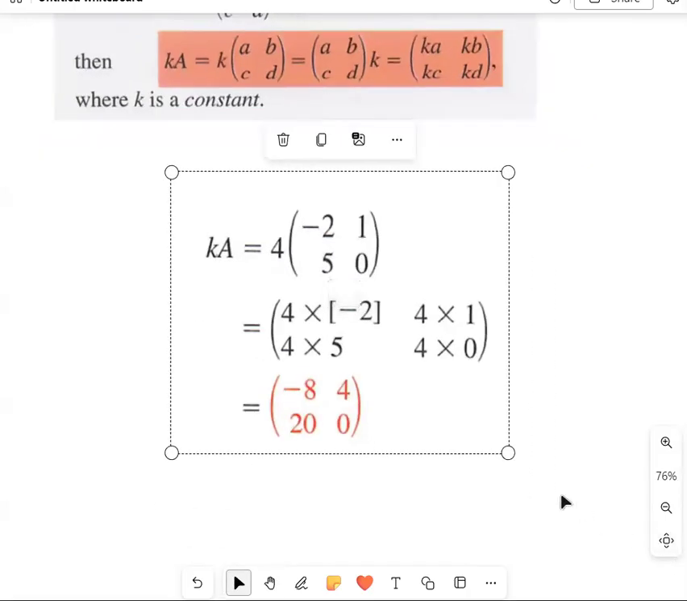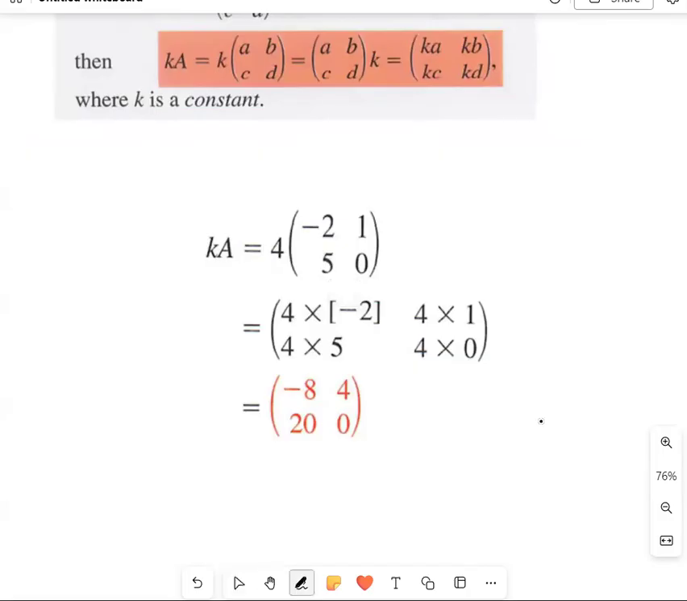Look at this one. Here we're saying that K equals 4, and you're given a matrix A that is minus 2, 1, 5, and 0. So you are multiplying the matrix A by K, which is 4. You multiply this 4 by everything in here.